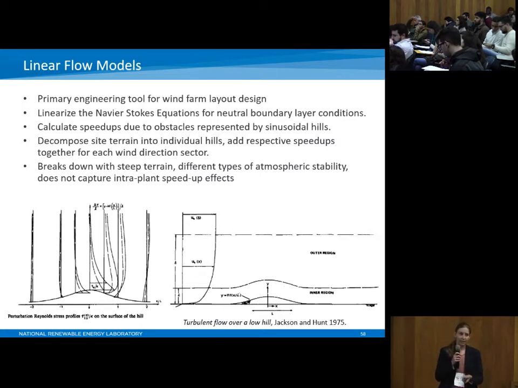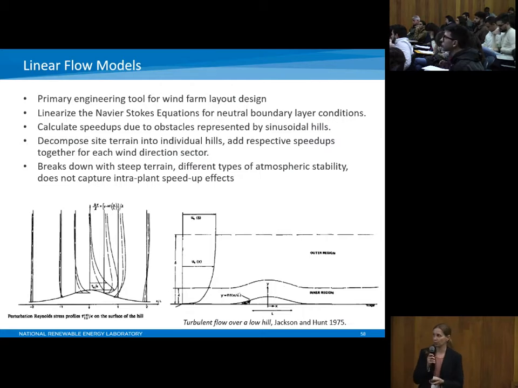It breaks down under a number of conditions, so there are flaws to these models. If you have steep terrain, mountains, ridges, anything like that, these models don't work well. I just mentioned atmospheric stability, so if you don't have neutral stability, in stable or unstable conditions, they also don't work very well. They don't capture intraplant speed-up effects, so you can have speed-up within your plant depending on the placement of the turbines. They affect the flow, and so that's not captured. And there are other things as well.